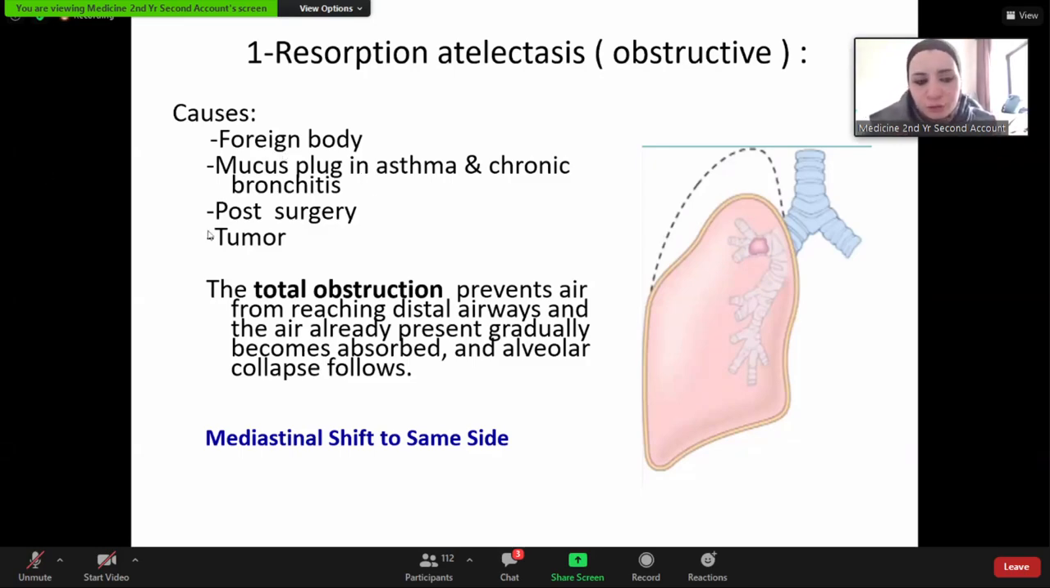But a tumor, it could be from the surrounding وتعمل pressure على bronchus أو the main branches of the bronchi تعمل لي obstruction.